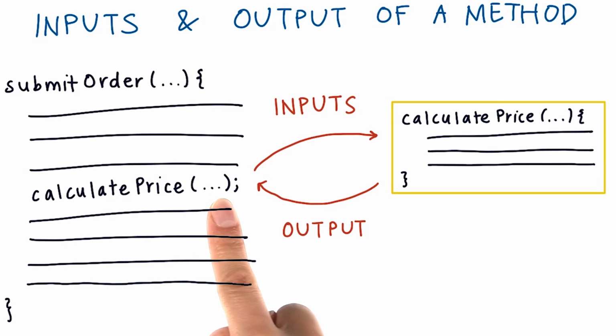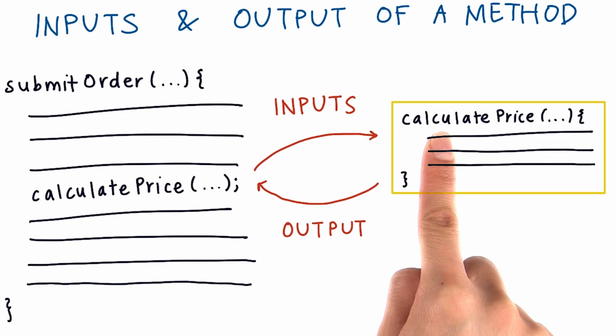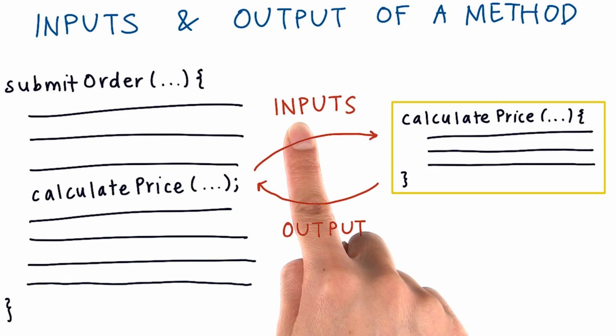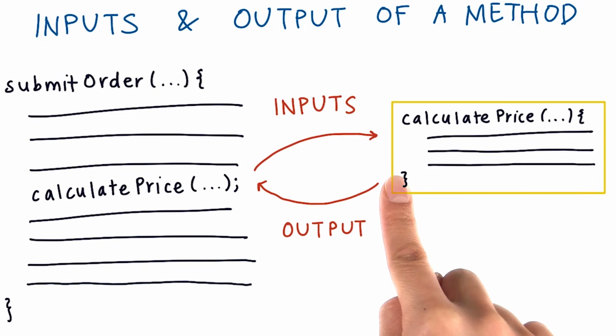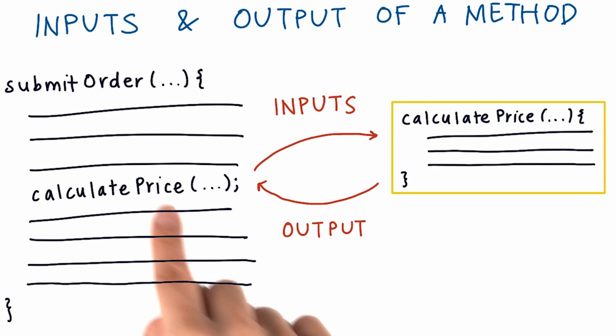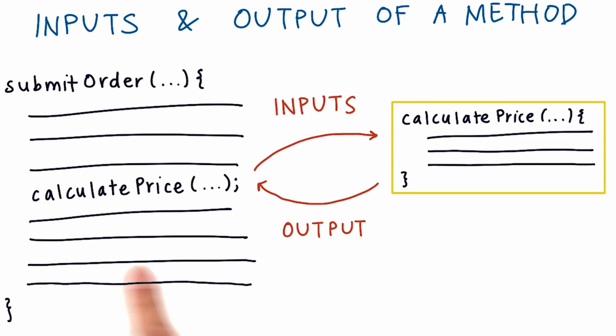Then it will continue executing these instructions until it hits the end of the method. When the calculate price method is called, we can pass a bunch of inputs over so that when we're executing these lines of code, we can use these input values. As a result of this method, we can pass a single output value back to the caller. That way, the output value can be used in the subsequent lines of code.